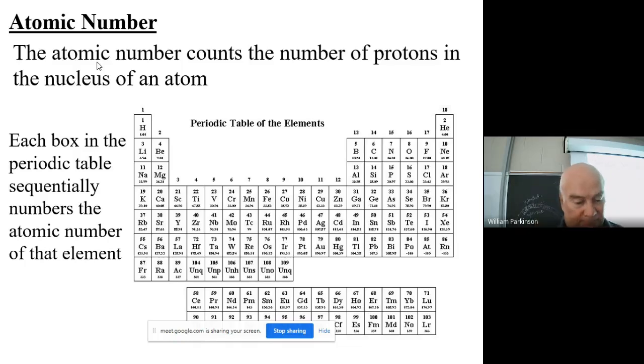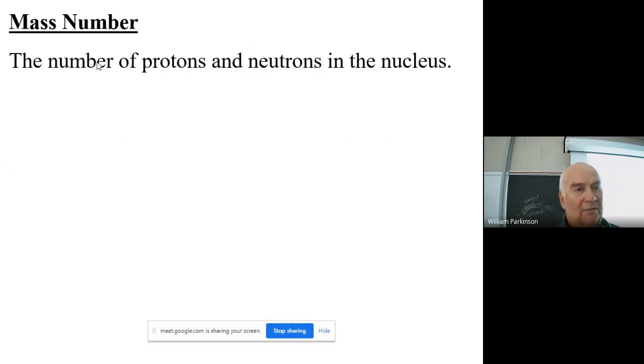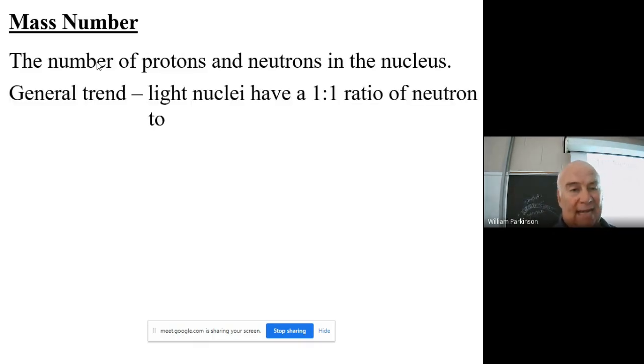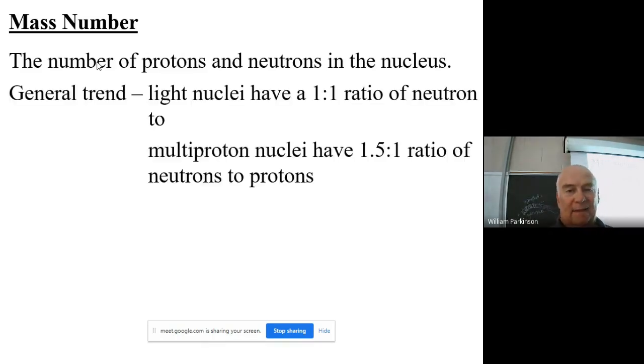Okay, now what we then next talked about, we talked about these things before. I'm going to go a little quickly here. We talked about the fact that protons and neutrons are way more massive than electrons, so the mass number counts how many protons and neutrons are present in an atom, and there's a 1-to-1 ratio, and again, I thought I fixed this too, but I guess I didn't, of neutron to proton. That's what that should say, neutron to proton in the so-called light nuclei.